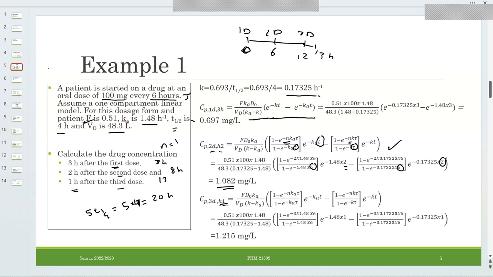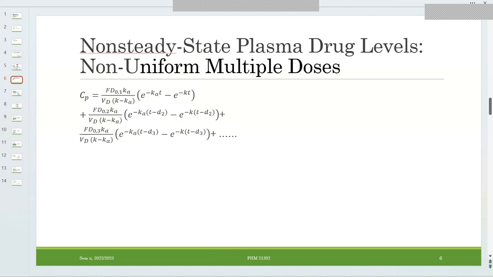Okay, with the same equation, if you want to calculate 1 hour after 3 doses, then N equals 3 and T small equals 1. The rest of the equation is the same as the previous one because we are talking about the same dose and same dosage interval. The level is 1.215. So just a substitution. Okay.